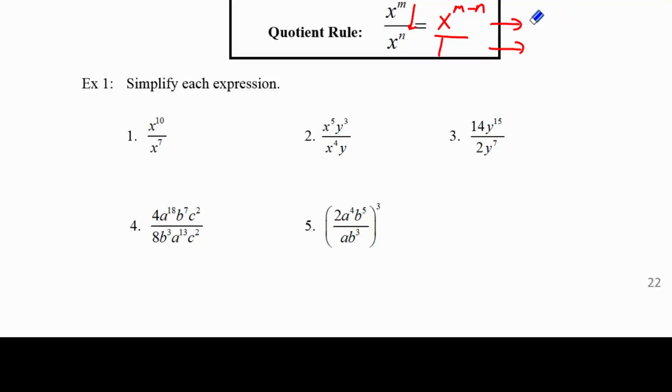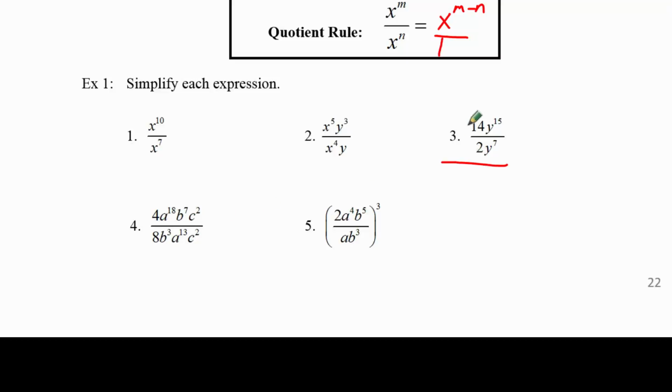But people always ask me, well, why do you always subtract top minus bottom? And it matters, and we'll talk a little bit about it once we start talking about the negative exponents as well. But we haven't gotten there yet. So, let's do a couple examples. I'm going to do the tougher examples. I'll leave you the first couple ones.